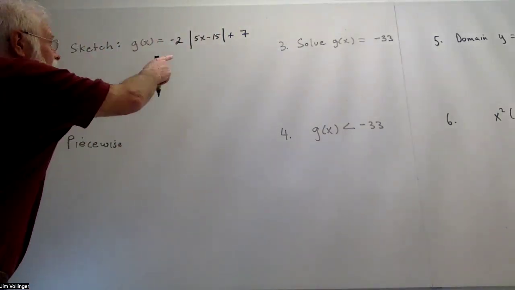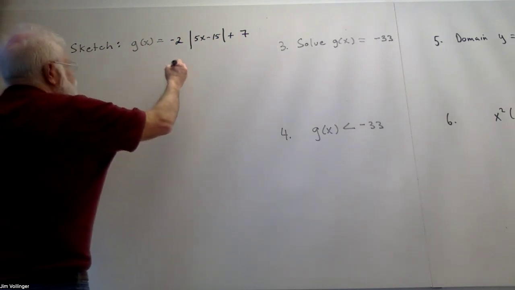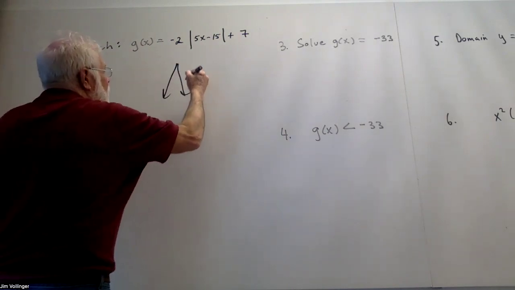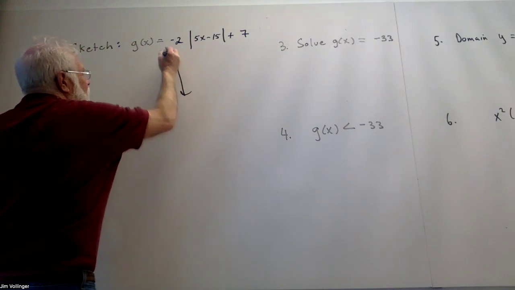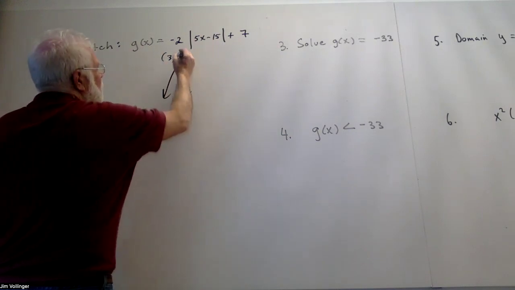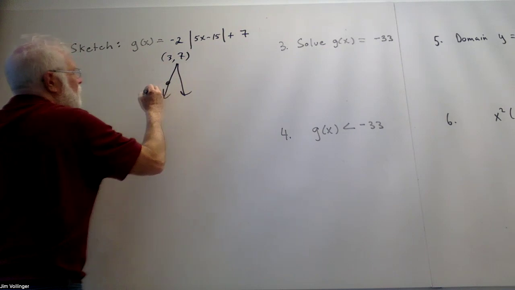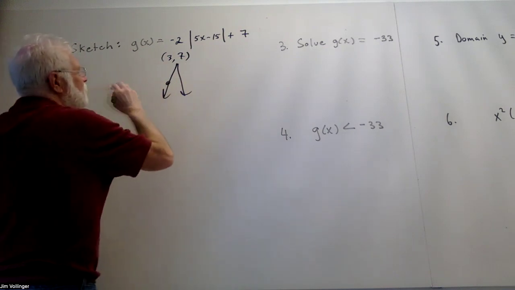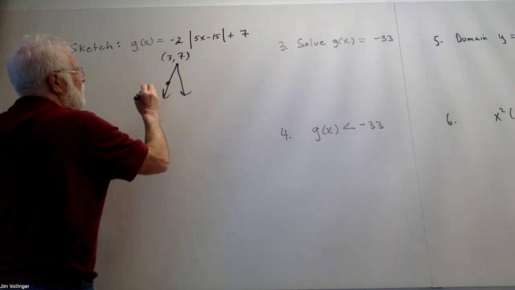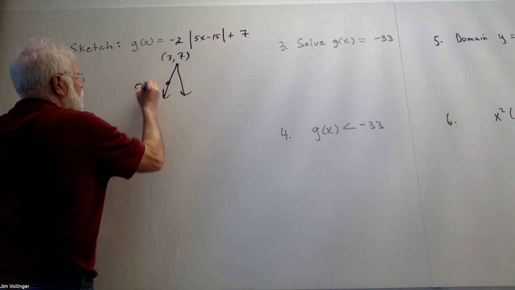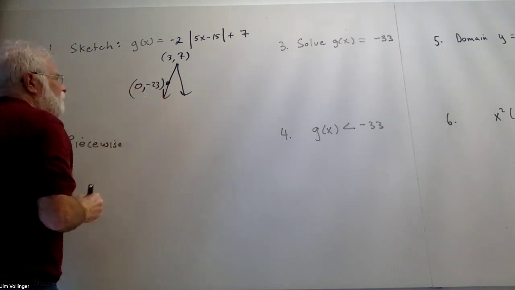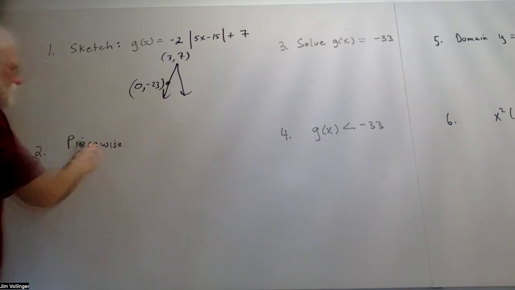All right, so I'm going to sketch V-shaped down. 3 is the critical number, makes the absolute value 0. 3 to 7, I'll put a 0 in. So that gets me minus 30 plus 7, minus 20, 23, I believe. Not going to check these. So let's hope that I'm correct piecewise.